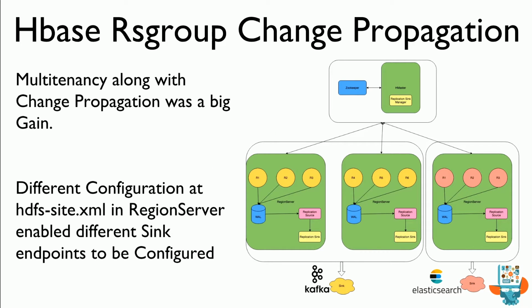The best part of customization 1 and 2 was that multi-tenancy along with change propagation was a big gain for us. In the diagram I've illustrated, you can assume the yellow ones are checkout and the pink ones are the order management system. So largely we have 2 tenants sitting on a single HBase cluster, configured to different change propagation endpoints: checkout pushing to Kafka, which powers a whole lot of other use cases, and OMS pushing to Elasticsearch.